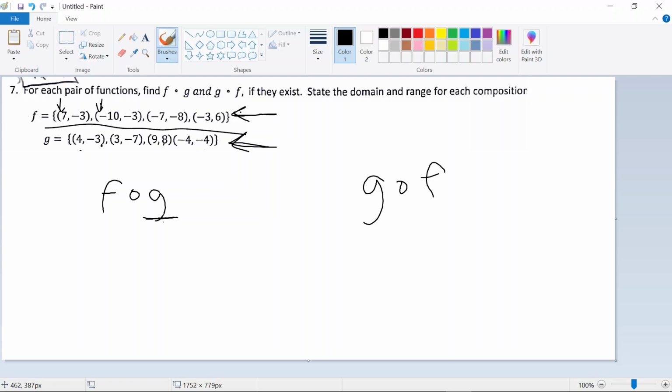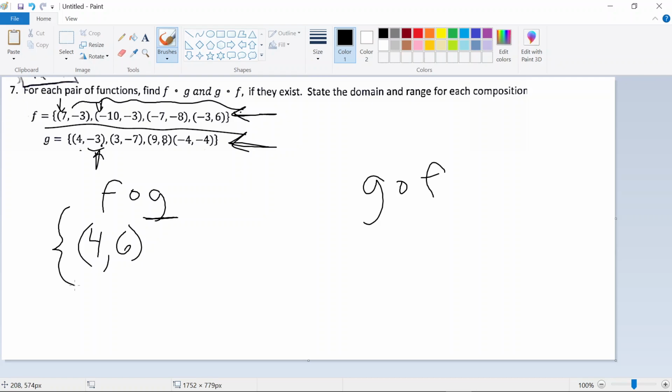Start with the rightmost function first. So look at G. The first value for G is 4, and that gives minus 3 in the G function. So take that minus 3, the Y value from the G function, and look for it in the F function. Minus 3 gives 6, so 4, 6. That's one of the values in the composite function, 4, 6.